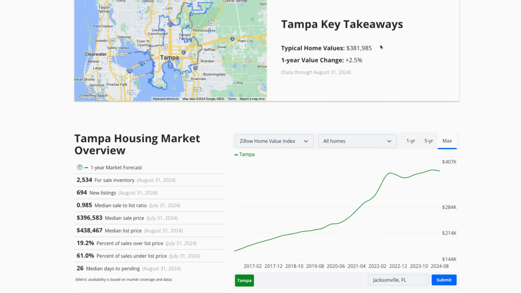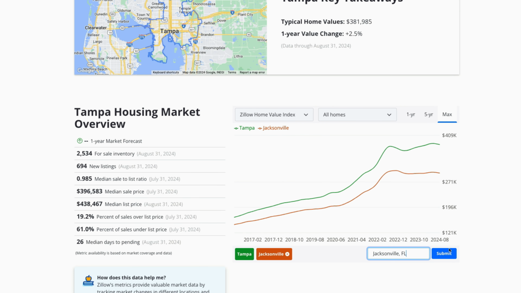We can see key takeaways is that the typical home value is 380K with an increase, so appreciation year over year. Then we can see some more market stats, including median days to pending. Wow, only 26 days and properties are going pending. That is still pretty much a seller's market. And we'll go into those definitions in later lessons. But here we can also see over time how home values have changed. We can also submit other cities below and see how the prices compare.